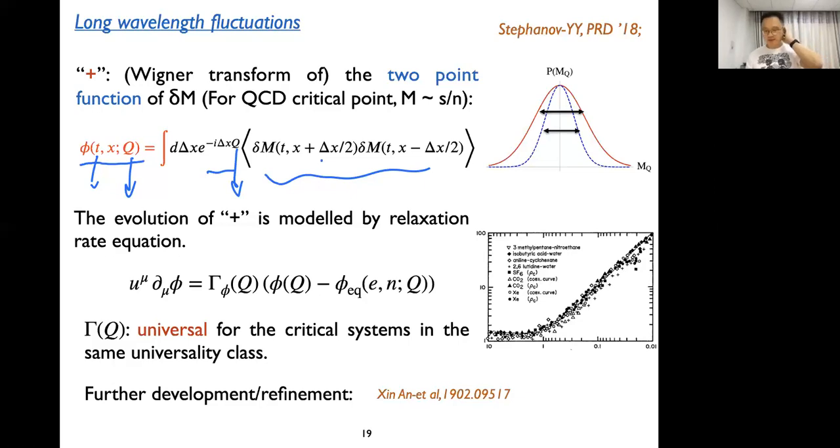So in the series, we just proposed the following relaxation time equations for the evolution of these phi modes. And what is nice is that this relaxation rate, in the vicinity of a critical point, you can just input these functions from the dynamical universalities.